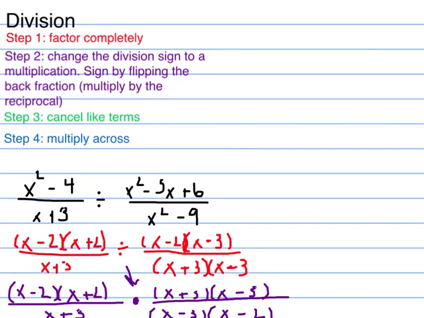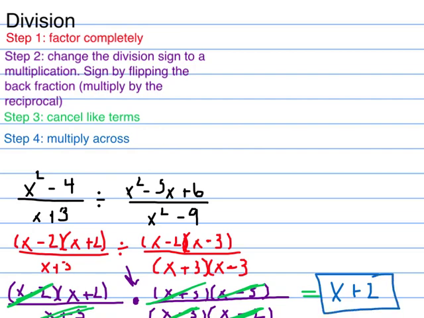You're going to cancel like terms. Let's see if anything cancels. I have an x plus 3 here and an x plus 3 here, those will cancel. I have an x minus 3 here and an x minus 3 there. And then I have an x minus 2 that will cancel out with this x minus 2. So everything canceled out except for that x plus 2. I didn't mean for that to happen when I wrote the problem, but it works out nice. Anything in the numerator, you multiply across, and anything in the denominators, you multiply across. So what I really have is x plus 2 times 1 times 1 times 1 over 1 times 1 times 1, and it ends up being x plus 2.